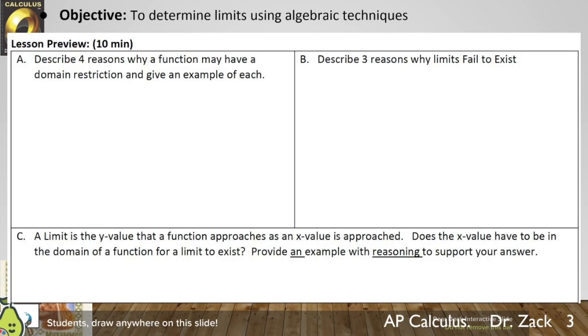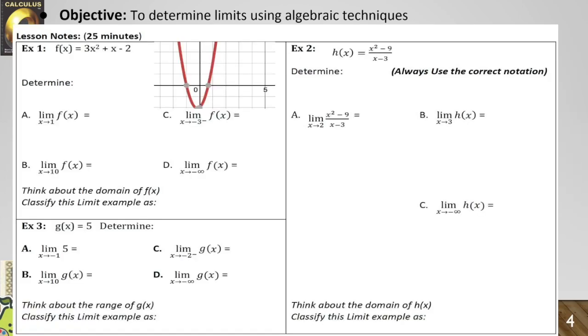After completing your lesson preview, it's time to really get started with our notes. So let's take a look at our first example. Today we're going to determine limits using algebraic techniques. But in order for that to work, I want to make certain that the connections from the graphs to our functions are working properly. So let's look at the graph first.